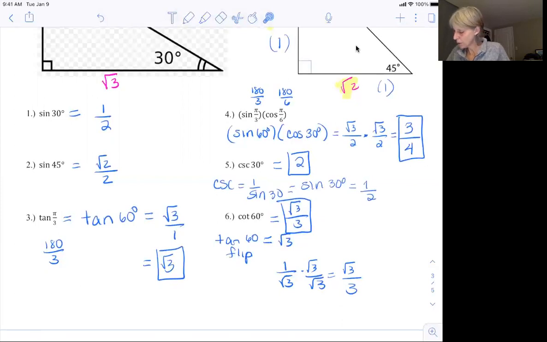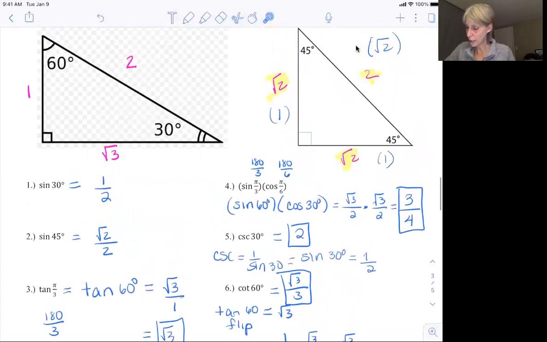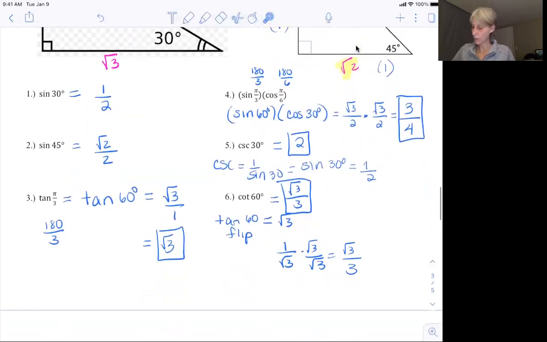Tan 60. No, it should be rad 3 over 3. Hold on, give me one moment here. Tan is radical 3 over 1. So cotan is 1 over radical 3. Yeah, so our answer is rad 3 over 3. I have a mistake on my answer key. Sorry, guys. Sorry about that.